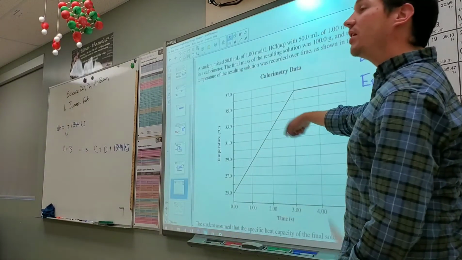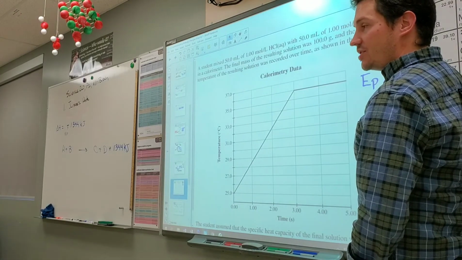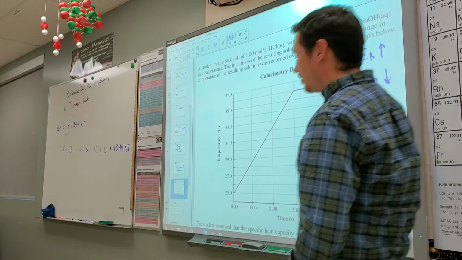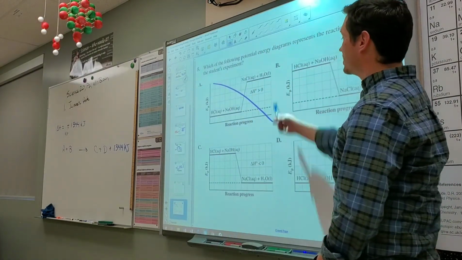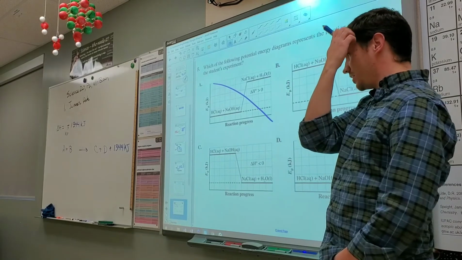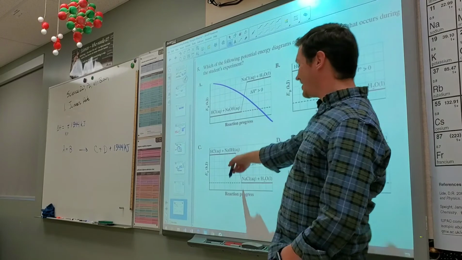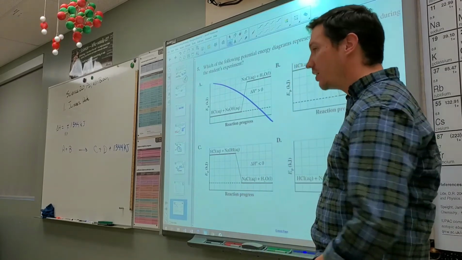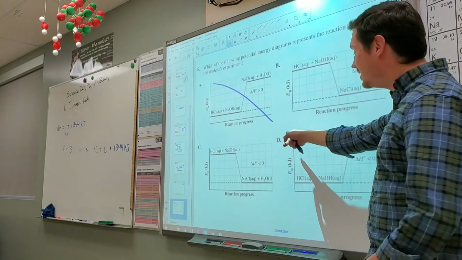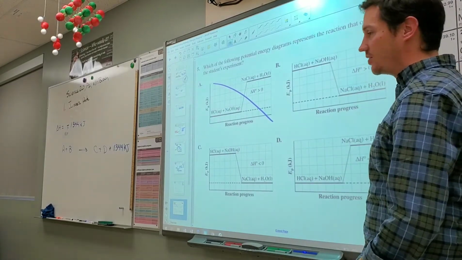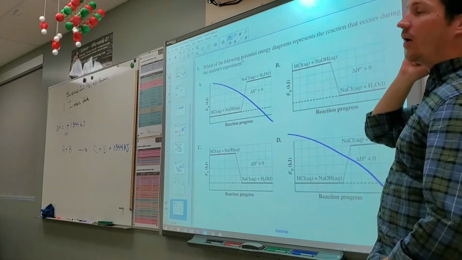The kinetic energy of our water increased, yes? So that means the potential energy of our system must be decreasing. Where do we see a decrease in potential energy? Is B a decrease in potential energy? Okay, that seems pretty good so far. Is C a decrease in potential energy? Okay, perfect. So B and C we're happy with so far. Is D a decrease in potential energy? No. So A and D are out.